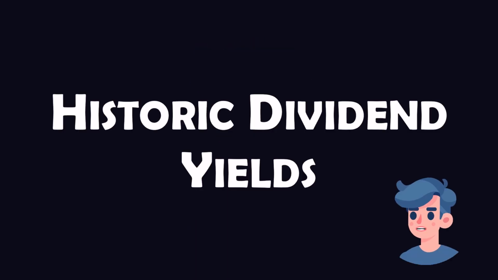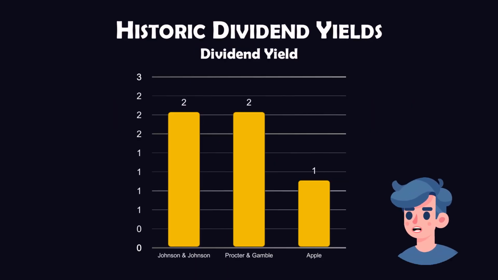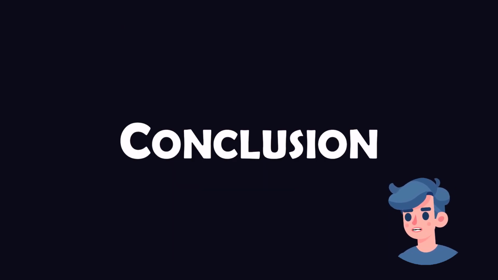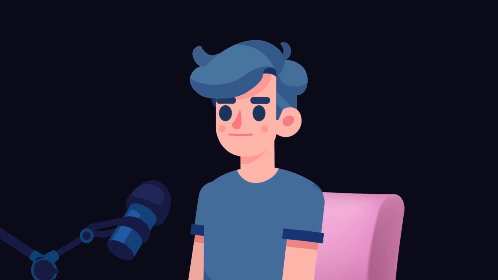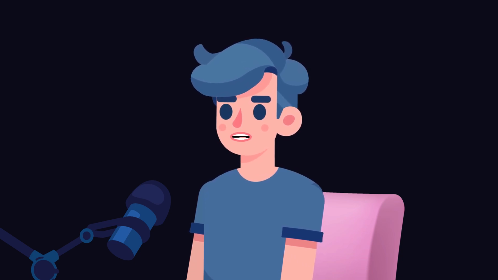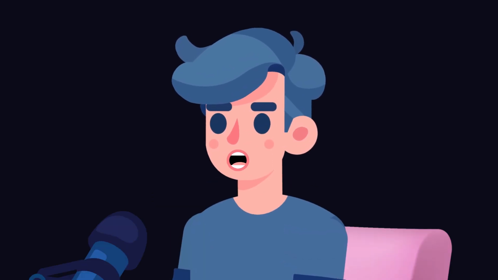Let's review some data. Analyzing historic dividend yields, we can note companies like Johnson & Johnson and Procter & Gamble maintain consistent yields, while tech stocks like Apple have lower, but growing dividend yields. In conclusion, dividends are a powerful tool for generating passive income and can be a sign of company stability. However, it's crucial to evaluate the company's overall health and understand the risks involved.